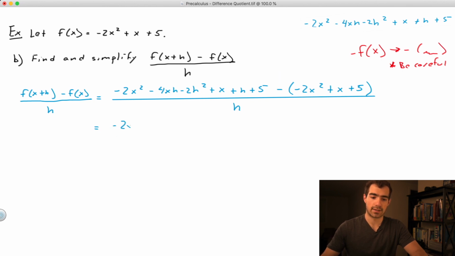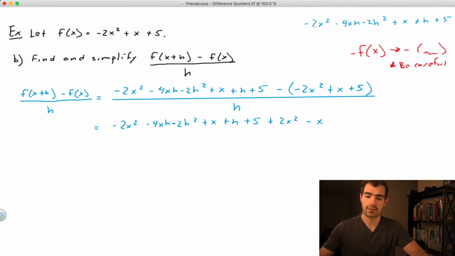And so if we carry down minus 2x squared minus 4xh minus h squared plus x plus h plus 5, we can then distribute the minus to the negative 2x squared to get plus 2x squared. We can distribute the minus to the plus x to get minus x, and distribute the minus to the plus 5 to get minus 5, and once again, dividing the entire expression by h.